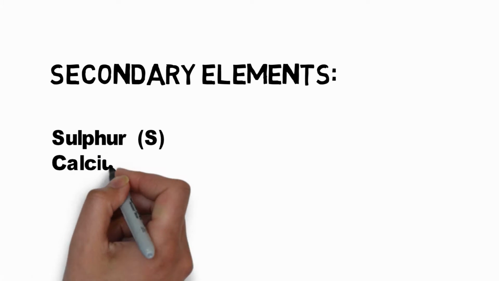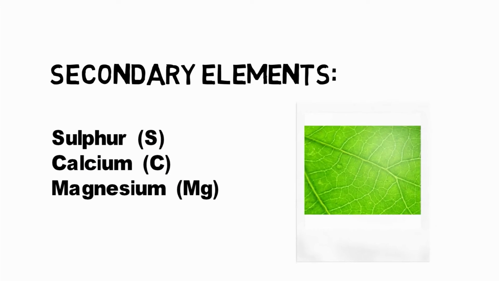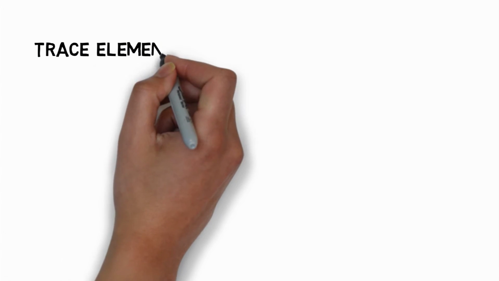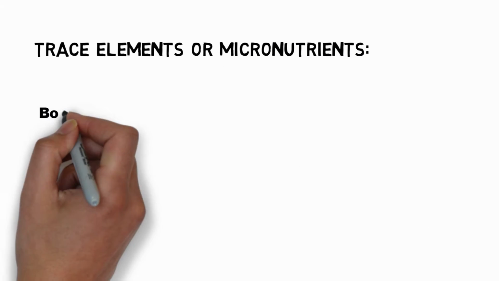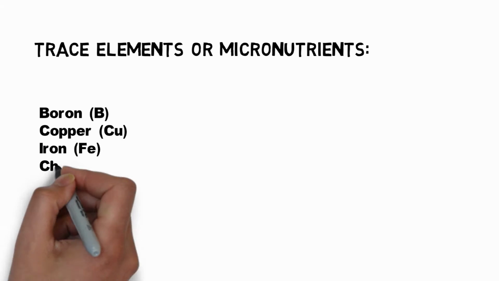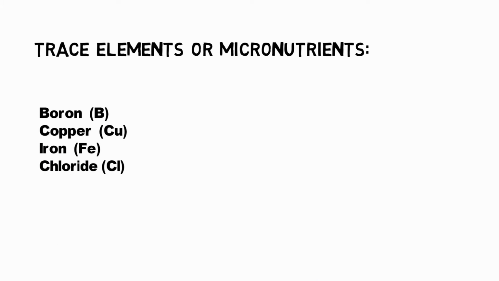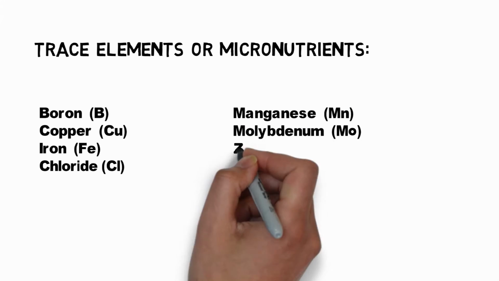The secondary elements include sulfur, calcium, and magnesium. These are important at a cellular level for things like cell wall strength and chlorophyll. Trace elements or micronutrients are also necessary for plant growth, but they're only needed in small amounts. The essential micronutrients are boron, copper, iron, chloride, manganese, molybdenum, and zinc.